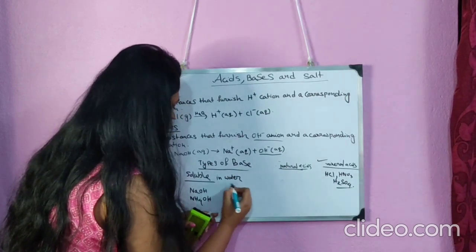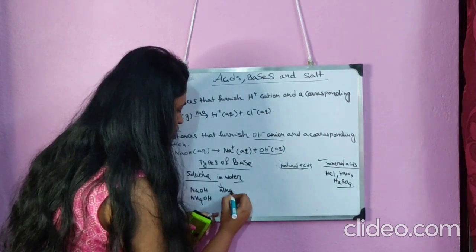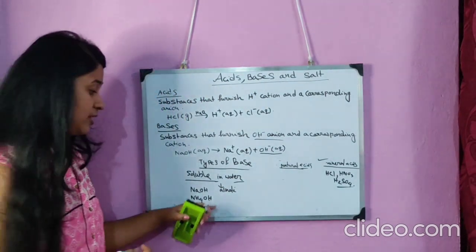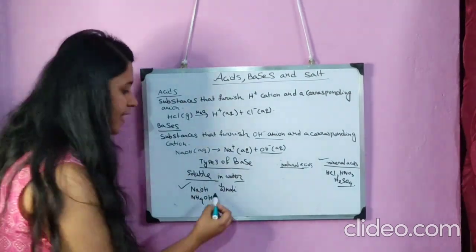There is another name for soluble bases, which is alkali. Those bases which are soluble in water, we can call them alkali. So NaOH is a base and also an alkali.